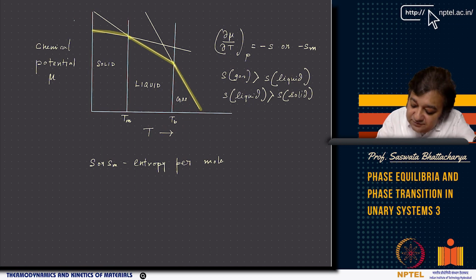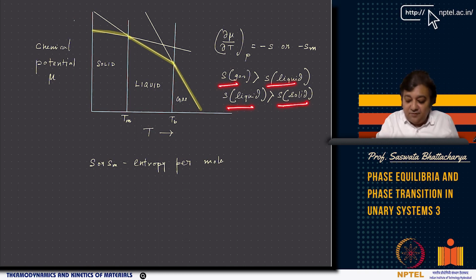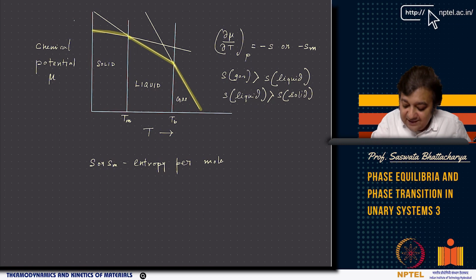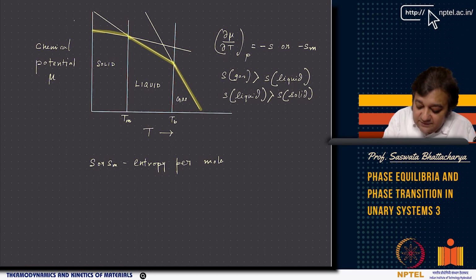right? As you know, del mu del T equals minus S, or minus Sm, right? And S gas is greater than S liquid, and S liquid is greater than S solid in general, right? From the slopes you can see that S gas is much steeper than S solid, for example, right? If you characterize the slopes here, this is one slope, this is another, and this is the other one, and it's very, very steep, right? So this is the changing chemical potential. Just for simplicity, I have approximated them using straight lines.